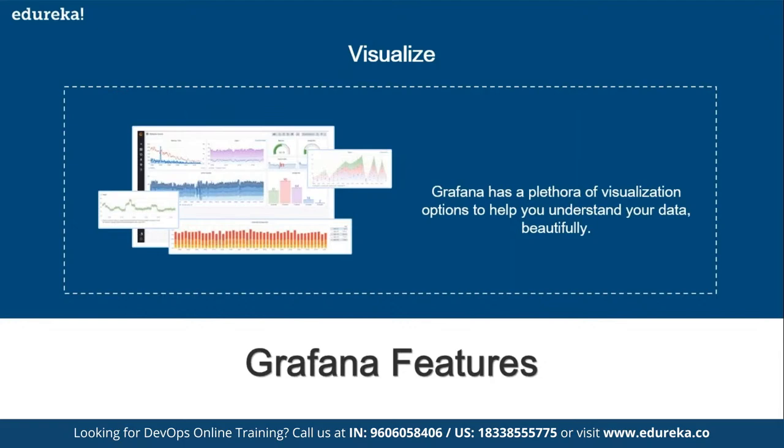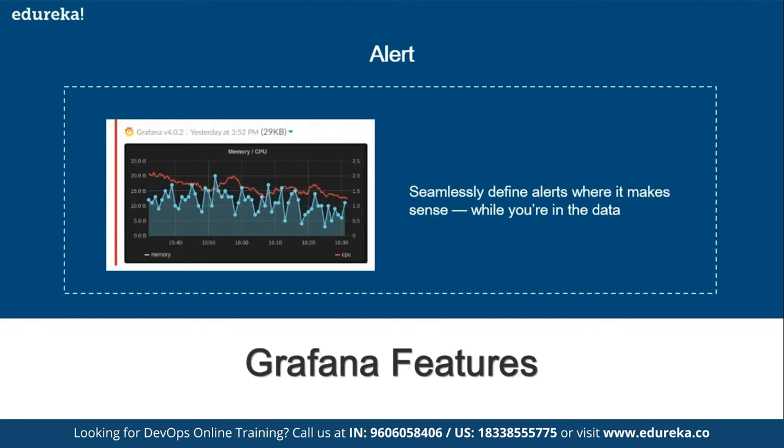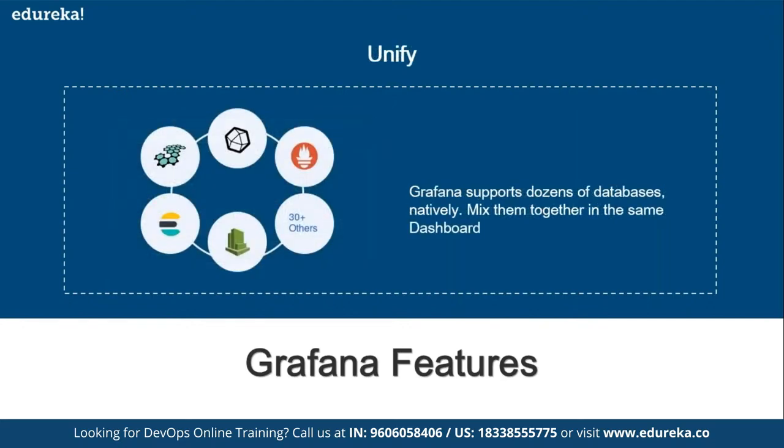And of course, the second feature is alerts. You can seamlessly define alerts where it makes sense. While you're in the data, define thresholds visually and get notified via Slack, PagerDuty, and much more. You can also unify your data in Grafana to get better context. It supports dozens of databases natively, and the best part is that you can mix them together in the same dashboard. That is what makes it such a sought-after monitoring tool.